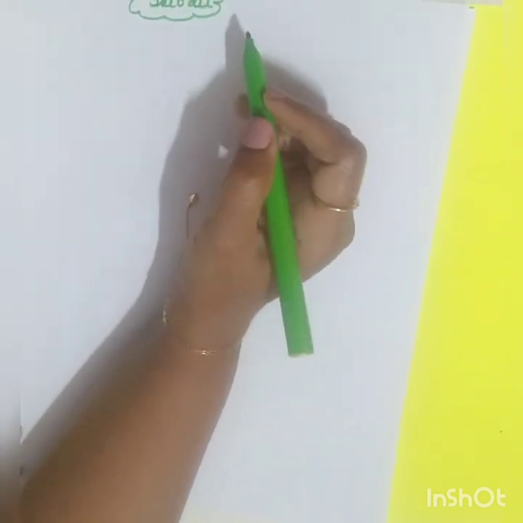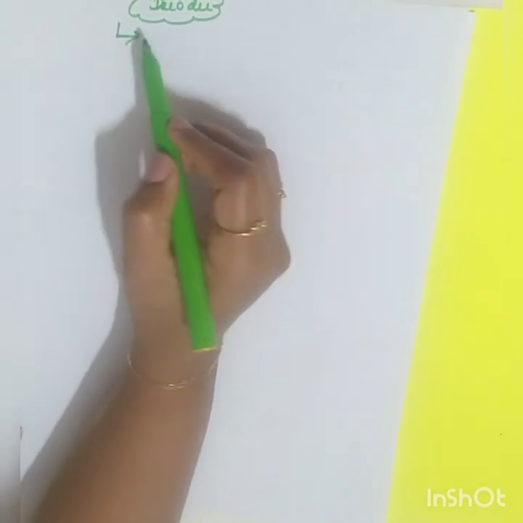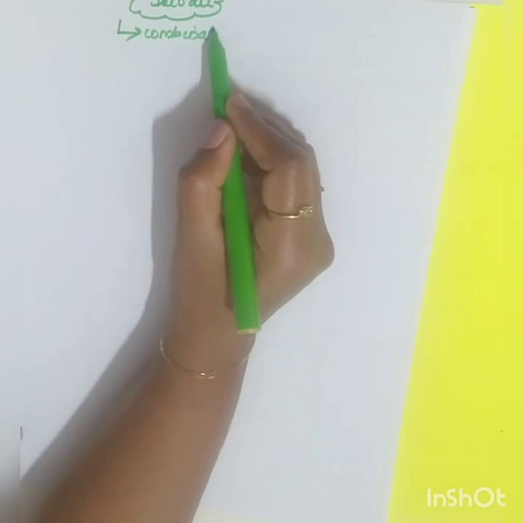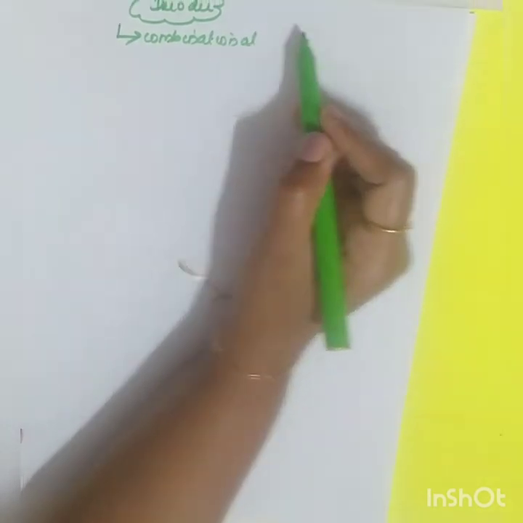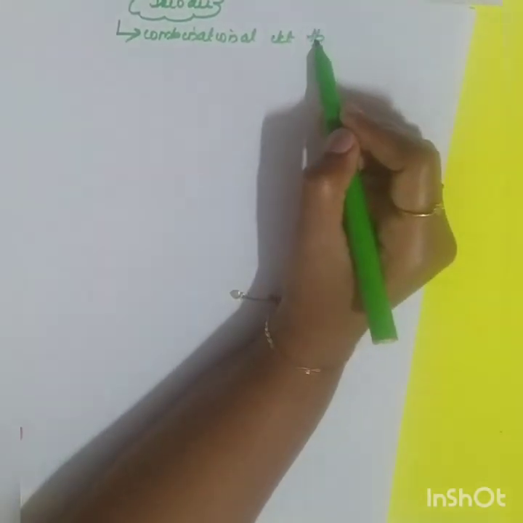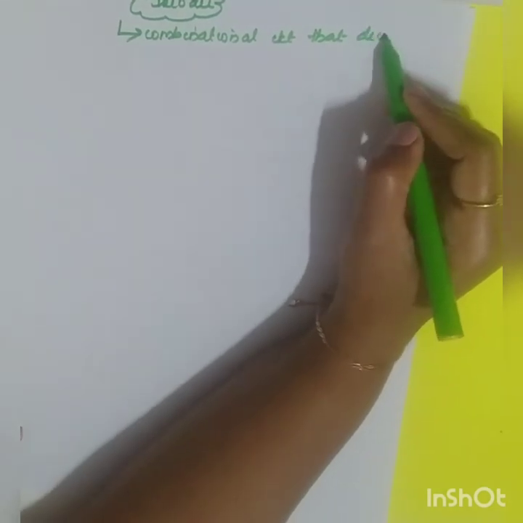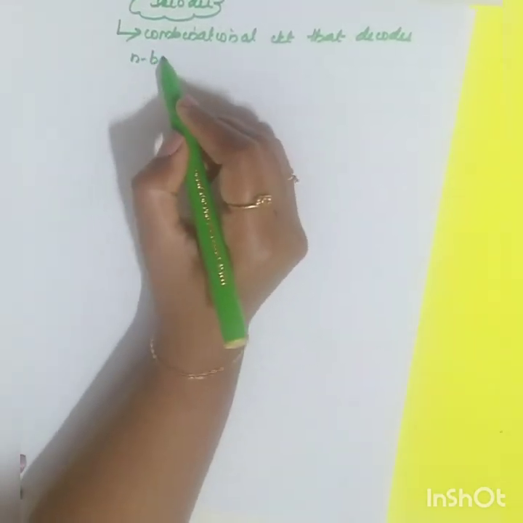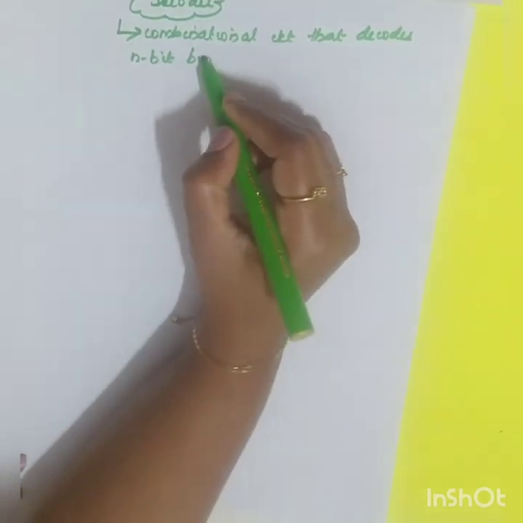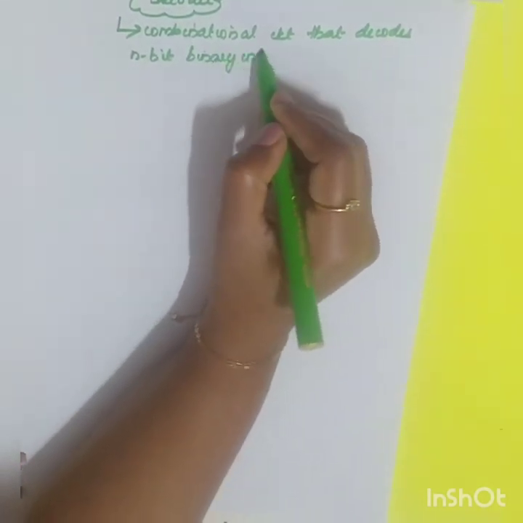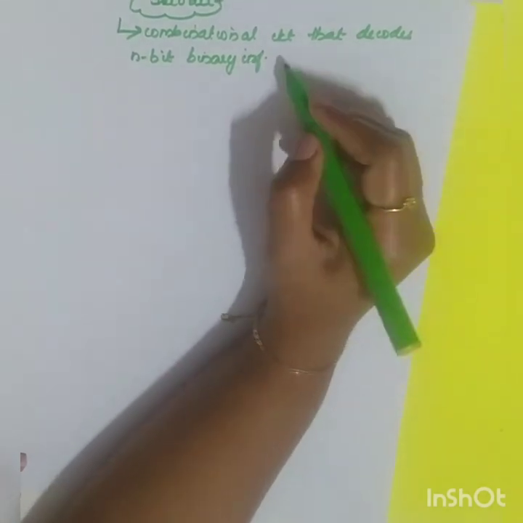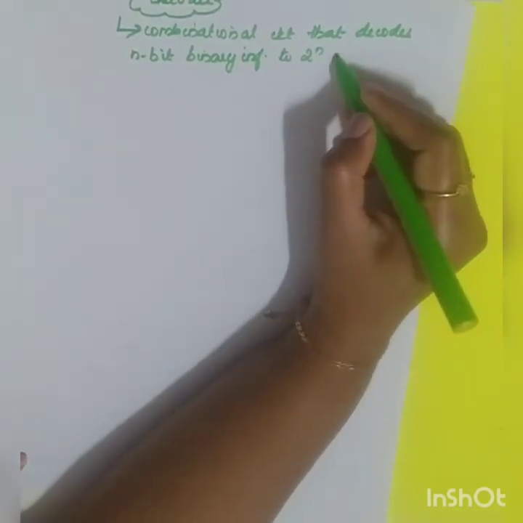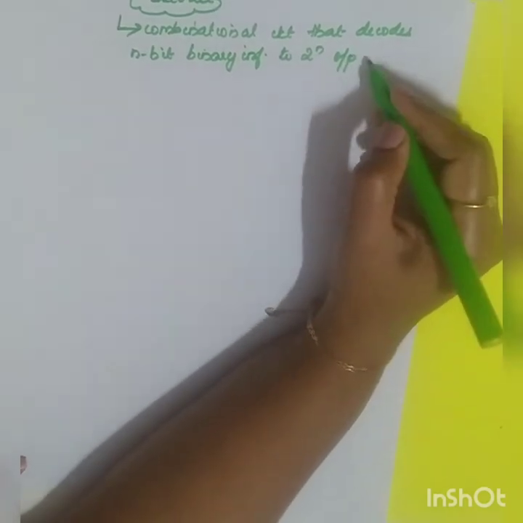So what is meant by a decoder? Decoder is a combinational circuit that decodes n bit binary information to a maximum of 2 power n outputs.